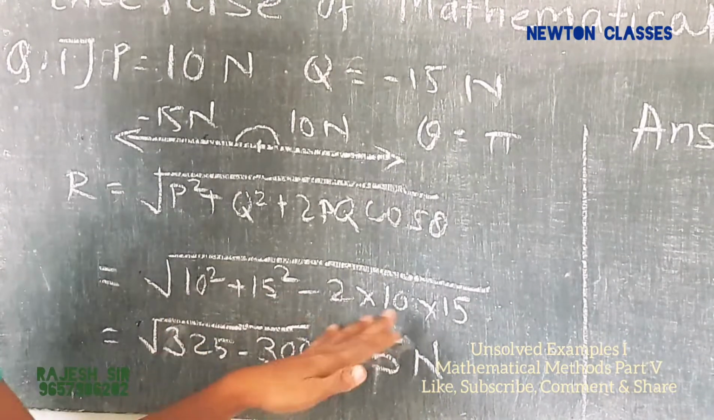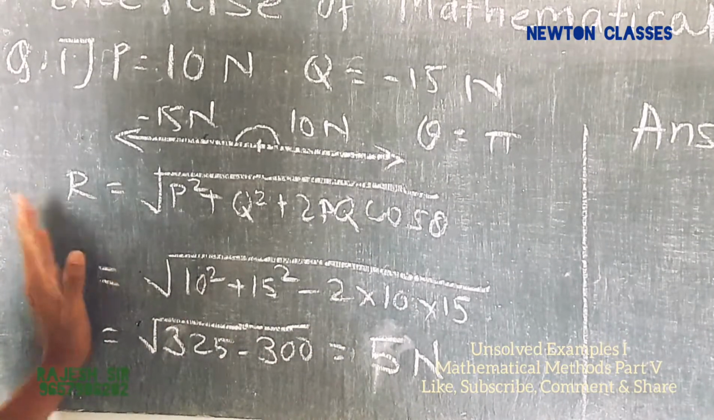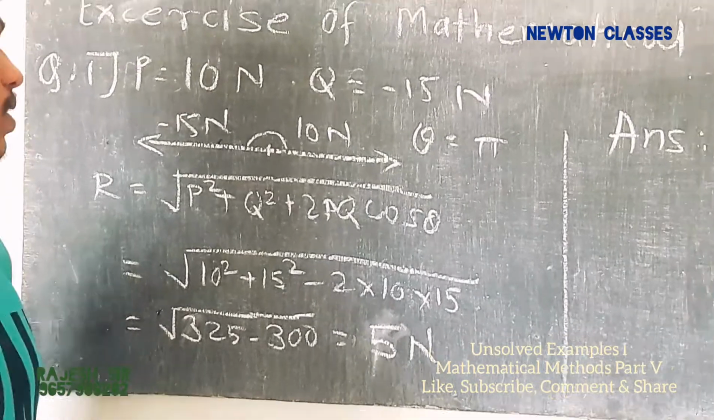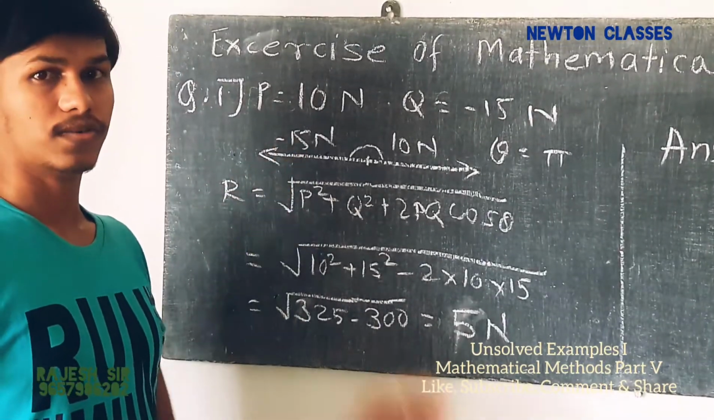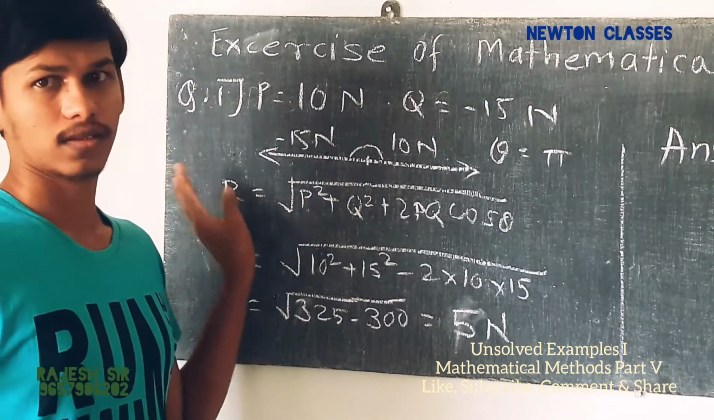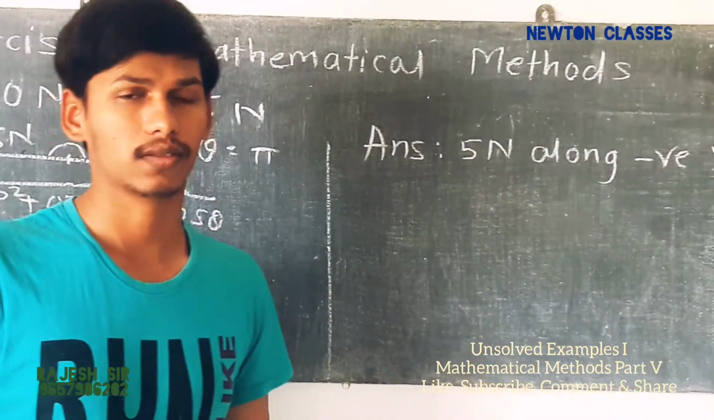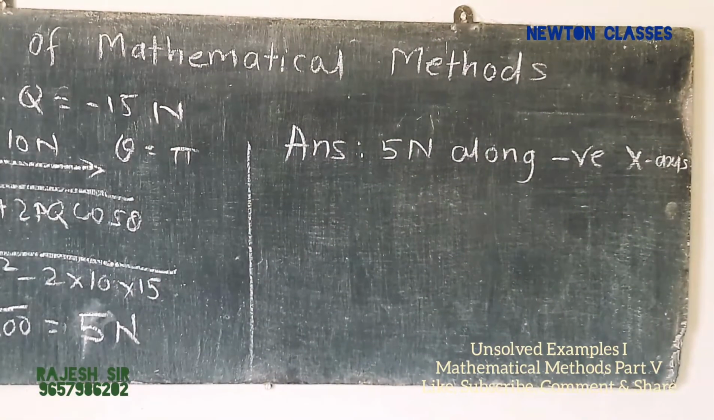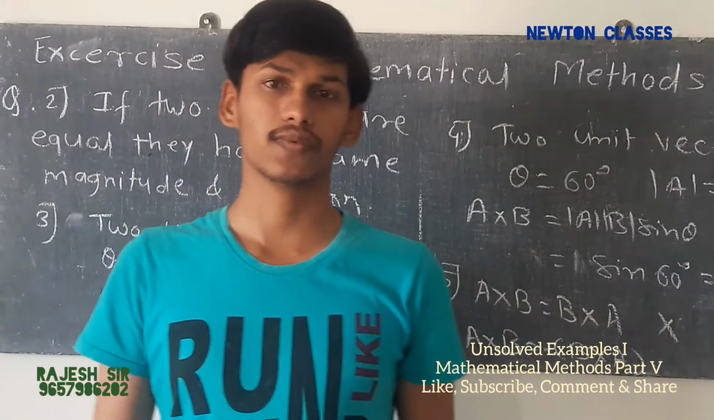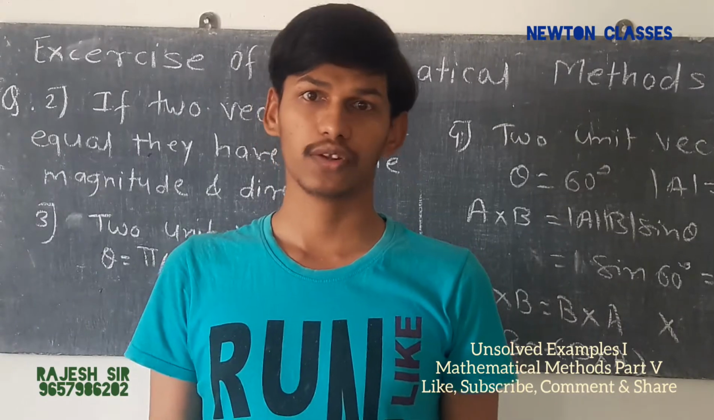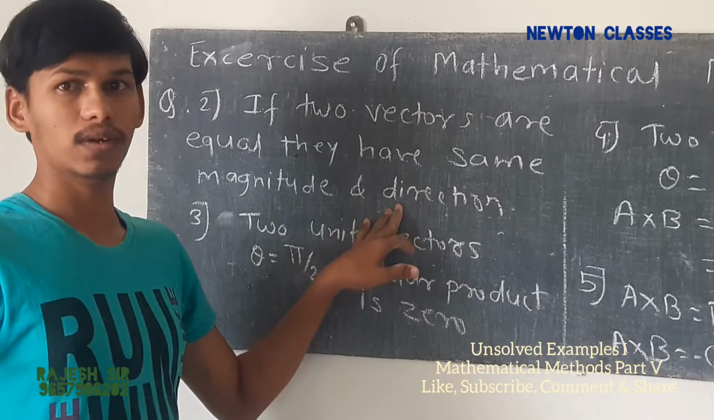Now after calculating this value we get the resultant vector equal to 5 Newton. The magnitude of this vector is greater than the other vector, therefore the resultant vector should be along the negative x-axis. Therefore our answer is 5 Newton along the negative x-axis. Now the second question: if two vectors are equal, then they have the same magnitude and same direction. Therefore the answer is same magnitude and same direction.